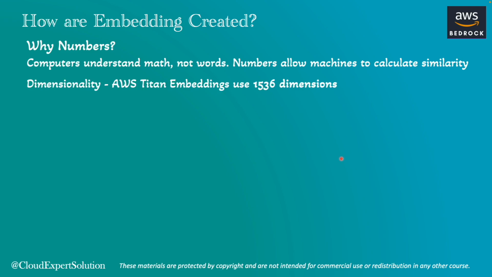Now, in terms of dimensionality, although I explained the vector in a two-dimensional plot, AWS Titan embedding uses 1536 dimensions. Yes, you heard it correctly. 1536 numbers per word or sentence that Amazon Titan embedding is using. And why this many dimensions? Because more dimensions mean richer meaning. But you have to understand, more dimensions will also slow the computation and the performance.